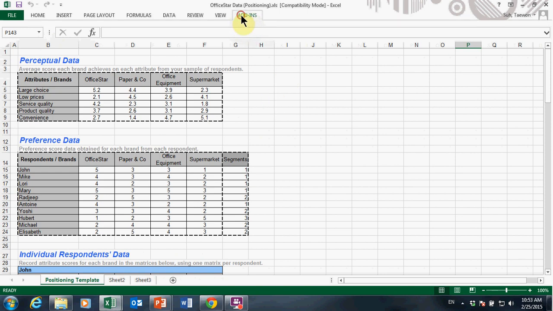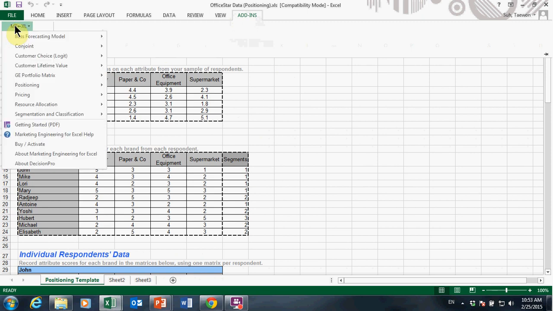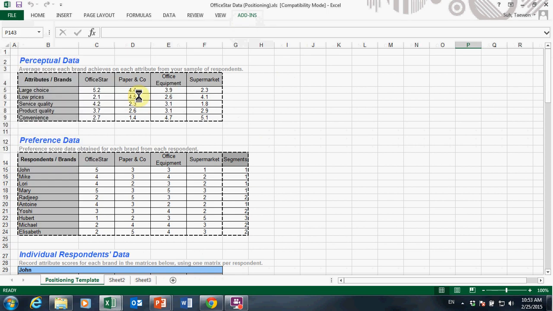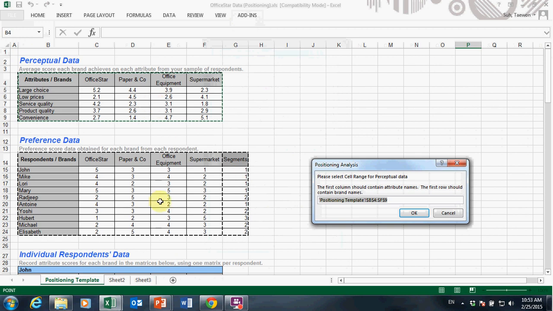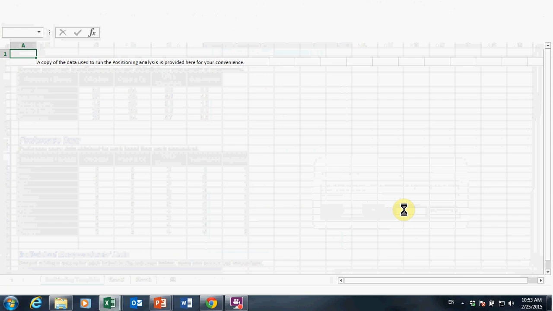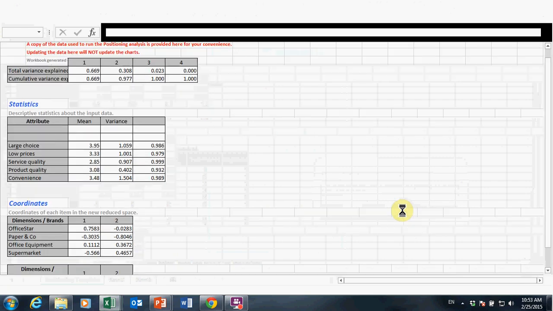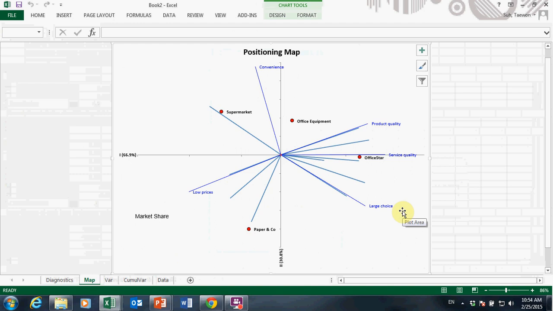So go to Add-ins and Marketing Engineering, choose Positioning and Run Analysis. So we have a power screen here. 2D is enough, and we have both data sets. So this is checked, and just click Next. Two tables should be highlighted. The first one, okay. Second one, okay. Simply, this is the result.